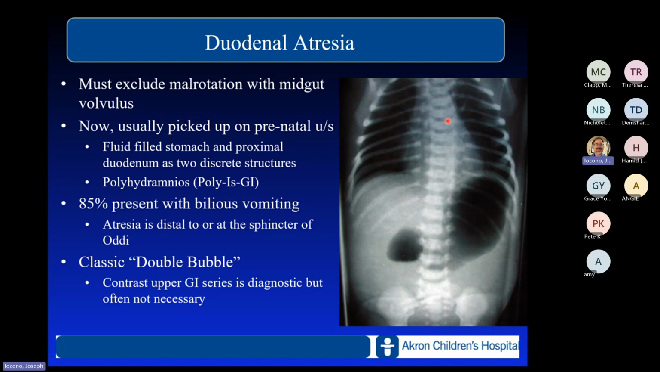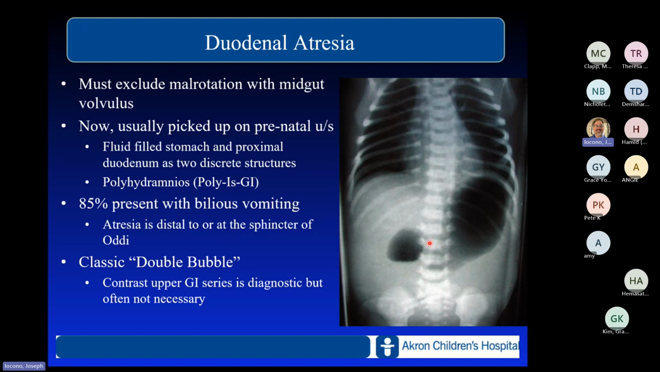It's usually picked up on prenatal ultrasound if it's duodenal atresia, and they usually have polyhydramnios. If you're thinking about whether a mom has poly or oligohydramnios, polyhydramnios is associated with GI, so think pig. Poly is GI, oligo is renal. So 85% of the duodenal atresia will present with bilious vomiting because this duodenal atresia is usually distal to the sphincter of Oddi.